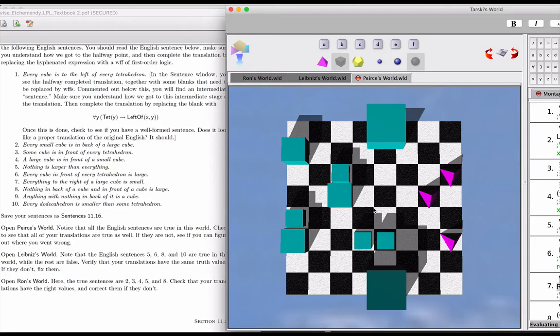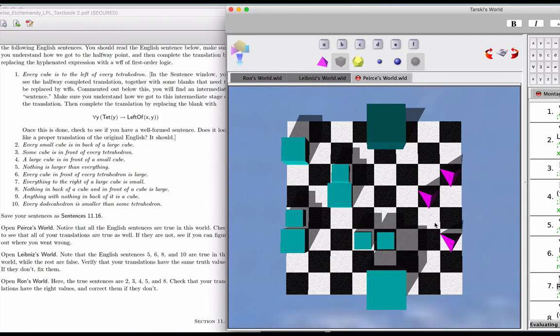Number 7, everything to the right of a large cube is small. So we've got our two large cubes, and everything to the right of these large cubes is small.